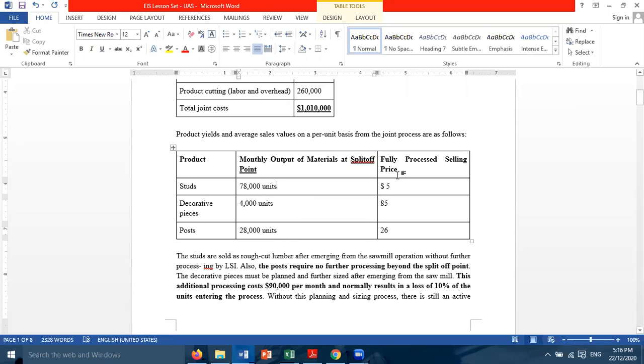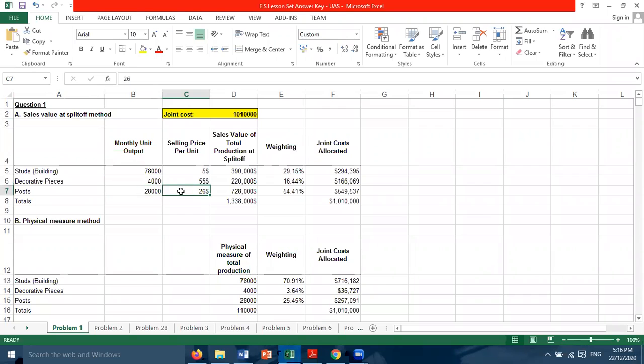Now all we need to do is find the selling price at the split off point. Be careful because fully processed selling price does not necessarily mean it occurs at or is sold after the split off point. So let's find the selling price one by one. The first one is for the post. It can be said here, the post requires no further processing beyond the split off point. So we know the fully processed selling price equals the selling price at or exactly after the split off point for post, which is why we can see that the selling price per unit for post at the split off is $26 as well.